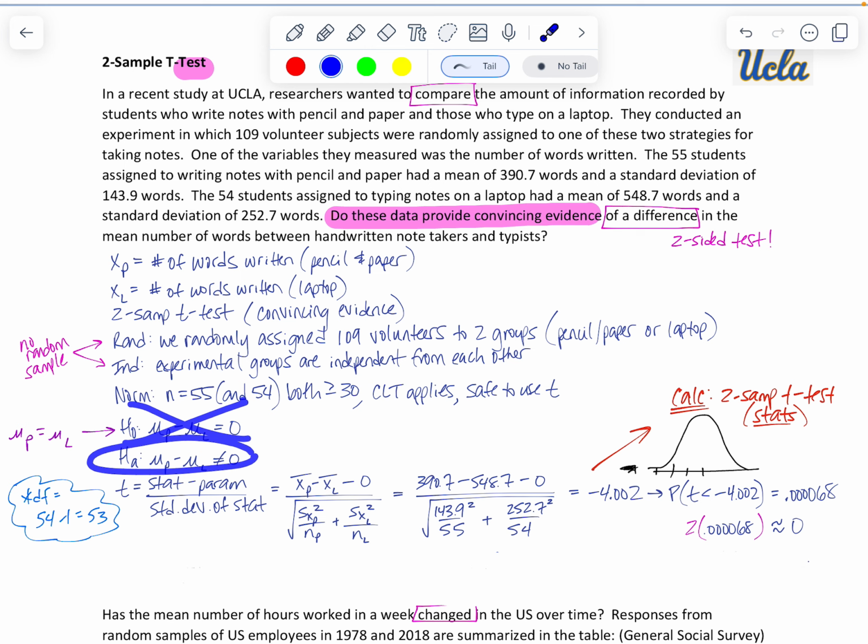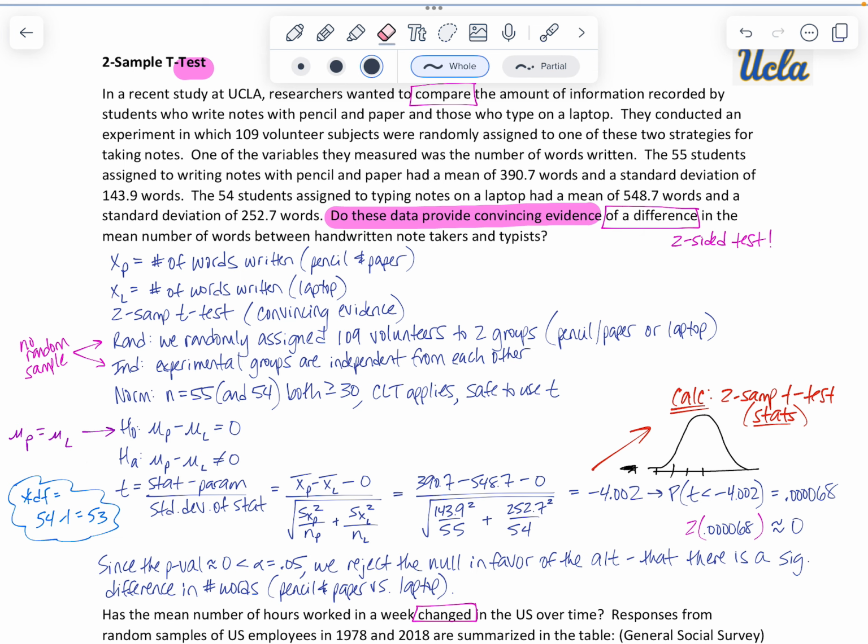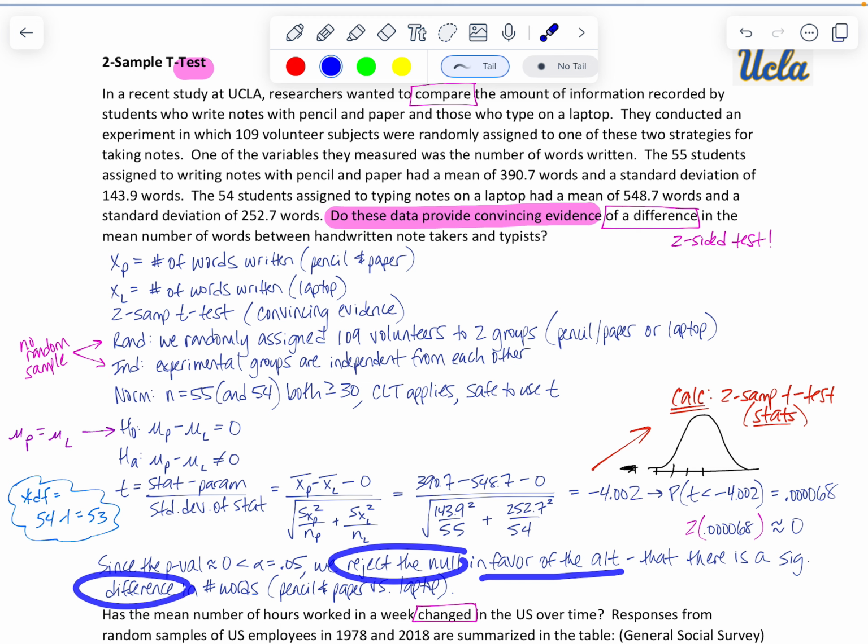Okay, writing the conclusion is the exact same as it was last chapter. You say, since the p-value is basically 0, you can put the actual decimal if you want, but I think it's easier to just say, well, I know it's basically 0 because we're more than 4 standard deviations out. Anyways, we reject the null. And when you reject, you are in favor of the alternate, and then you restate the alternate, that there is a significant difference, okay?